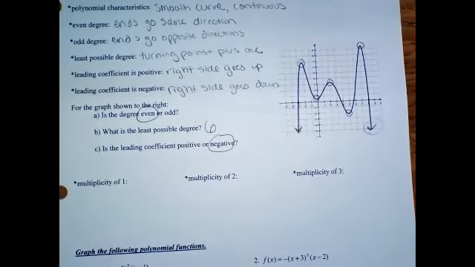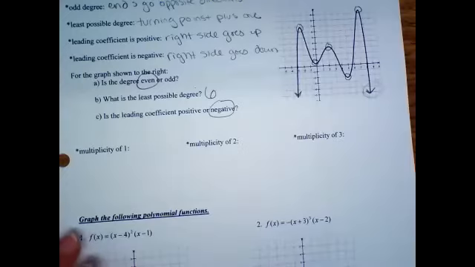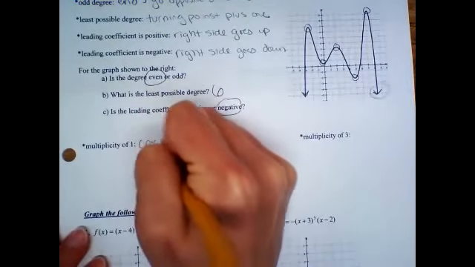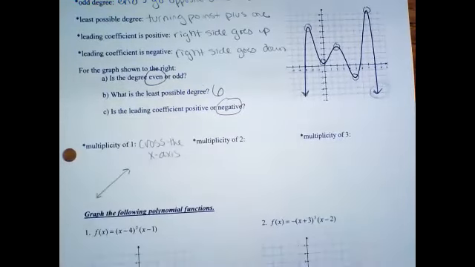And when we go to graph these, you're going to look at the multiplicity, which means the power. It's going to be the exponent on the factor. You have a multiplicity of 1. It is just going to cross the x-axis. Like a line, a power of 1 means linear. So it's just going to go straight through.